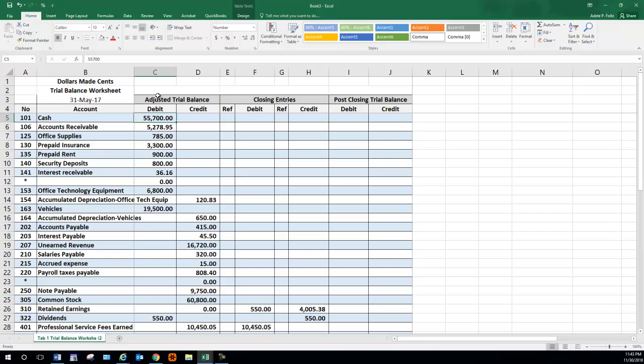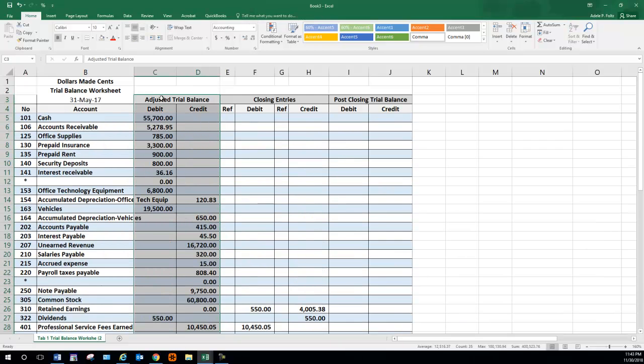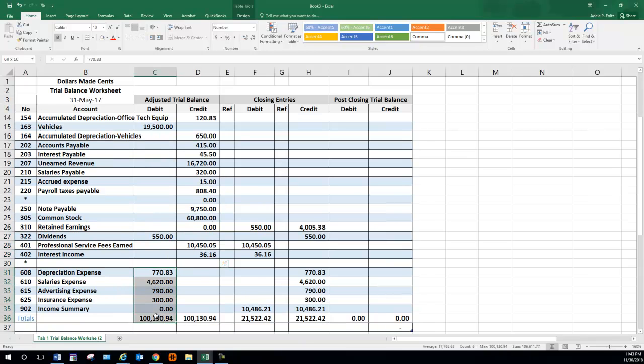So here is our adjusted trial balance from the end of Part B. Again, this is not yours, but this is the same concept. Obviously, our assets have a normal balance of a debit. Our accumulated depreciation accounts have a normal balance of a credit. Our liabilities all have credit balances. Our common stock has a credit balance. Our dividends has a normal balance of a debit, and so forth. Revenues are credits, and expenses are debits.